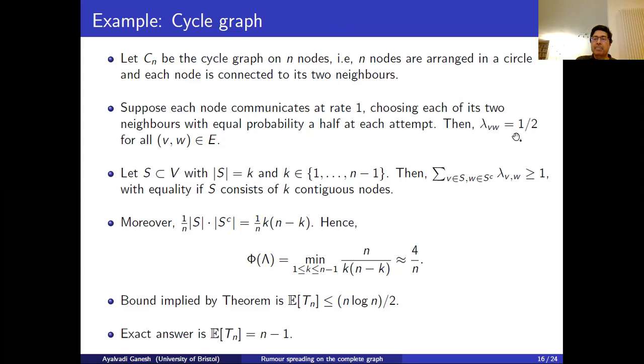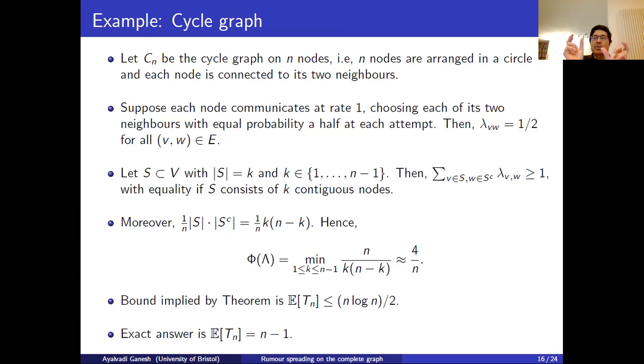So that tells us that the rate lambda_VW is a half for every edge VW in the edge set, every ordered pair in the edge set. Okay, so that's the model, and take a moment to make sure you understand that. Okay, so now that's the model. So let's compute the conductance for this set of rates. So again, let's pick an arbitrary subset S of the vertex set with k nodes in it. And then let's calculate the sum of the rates from S to S complement. So we want to look at the total rate at which vertices in S talk to vertices in S complement.